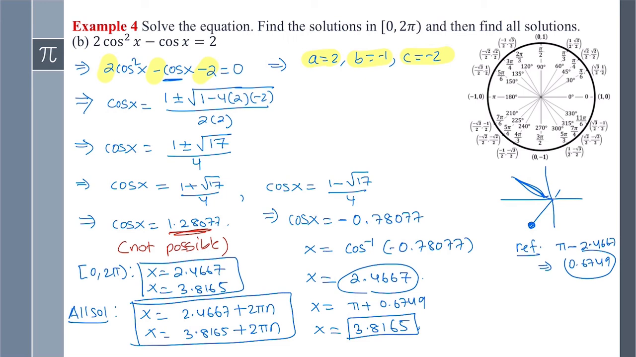We'll just stop here for this video. I'll come up with another part of solving trigonometric equations where we have to use identities. We'll look at multiple angles and so many other things.